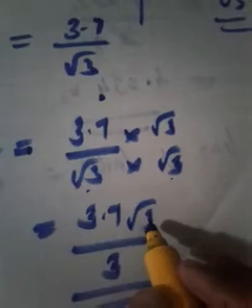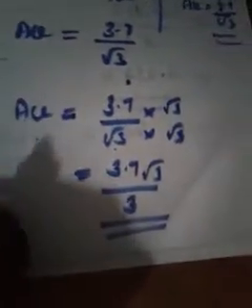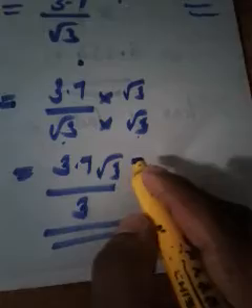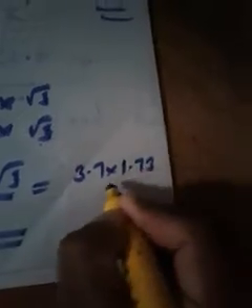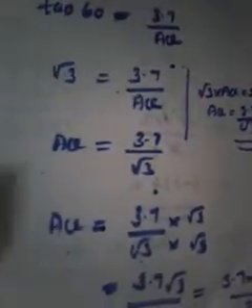See, and still in the last question we were supposed to calculate with 1.73 here, isn't it? Because it is given in the question. If it is not given in the question, no need to substitute. So it becomes 3.7 into 1.73 divided by 3. And you know one thing, 3.7 into 1.73 we already calculated.